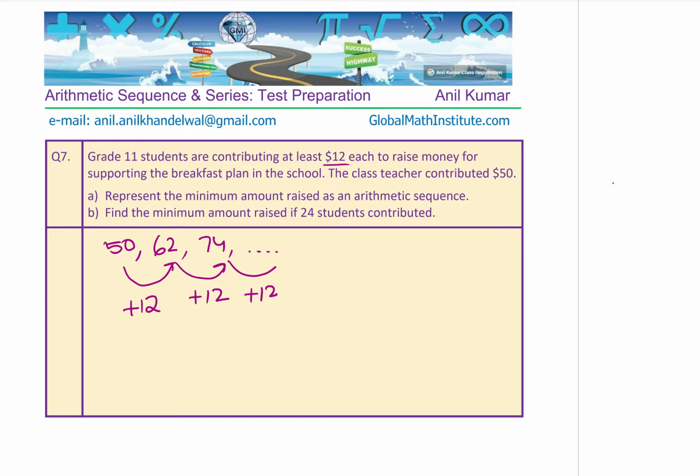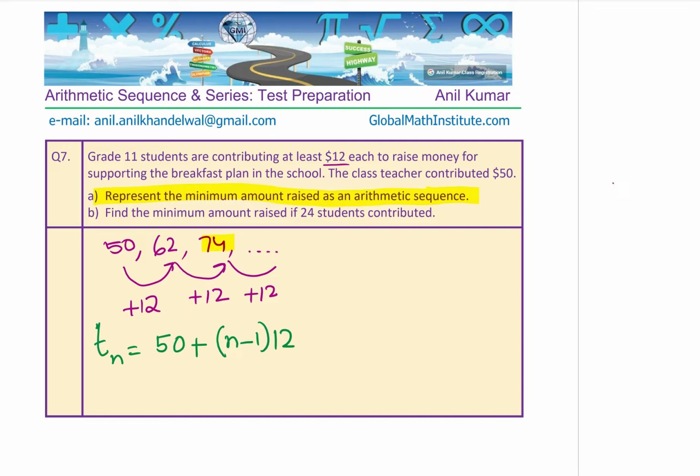So that is the contribution for the student, right? So in that case, how do you represent the minimal amount raised as an arithmetic sequence? So if there are two students, then 74 is raised, right? So what we can say is that the minimal amount raised is the term number, which is equal to a, which is 50 for us, plus n minus 1 into d, where d is 12 for us. You get the idea, right?